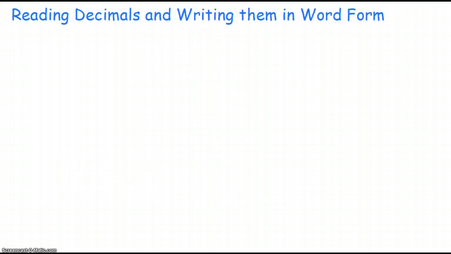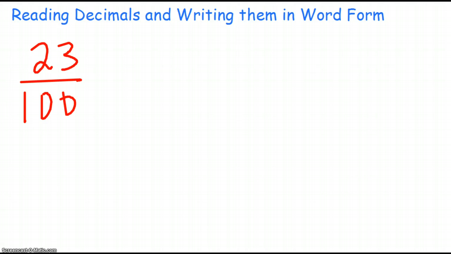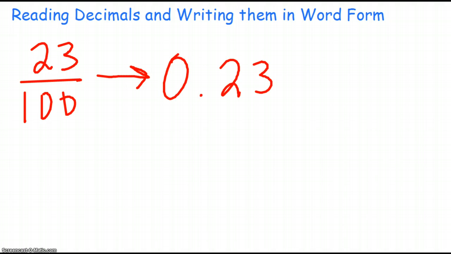Now another thing we practiced this week was actually reading decimals and writing them in word form. The really cool thing about decimals is the way you say them is the same way you would say the fraction. So I'll show you what I mean. Here in this fraction, you can see what it is. I don't want to say it yet. If I make this into a decimal, I know I have 0.23. Well, how would I say this fraction right here? I would say 23/100ths. And it's actually the same for how I say the decimal, 23/100ths.